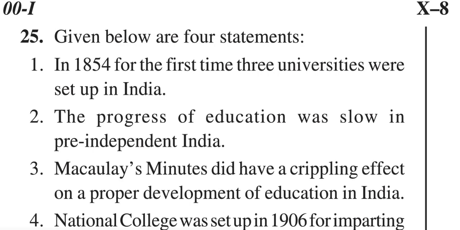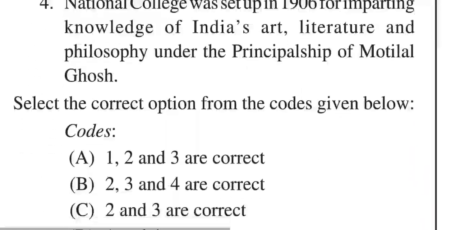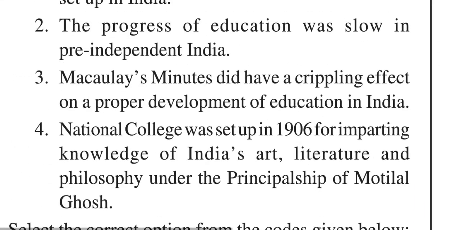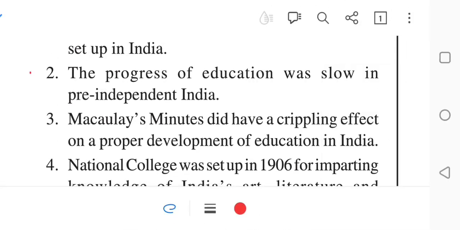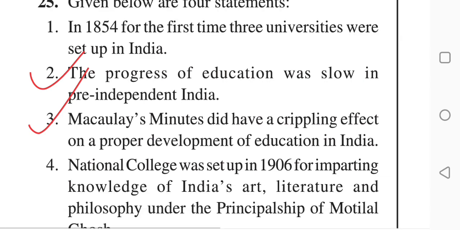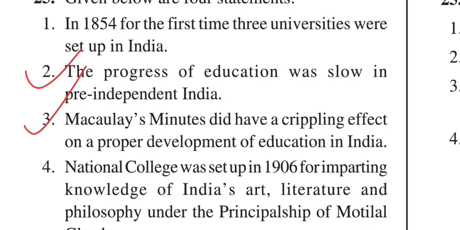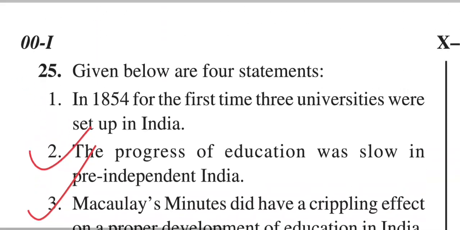Correct answer of this question will be number C. That means 2 and 3 are correct. That is, the progress of education was slow in pre-independent India, no doubt about it. Number 3, Macaulay, you must have heard Macaulay. Macaulay's minutes did have a crippling effect on a proper development of education in India.